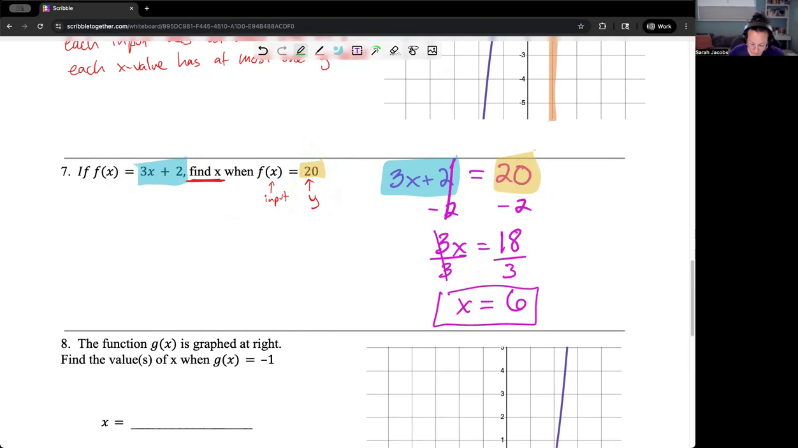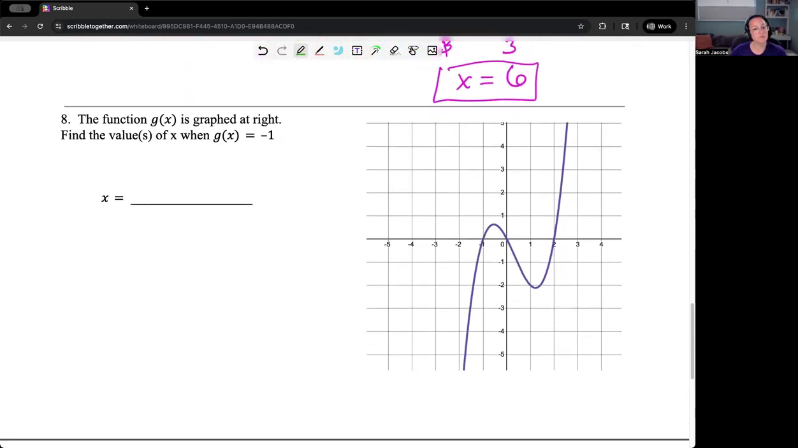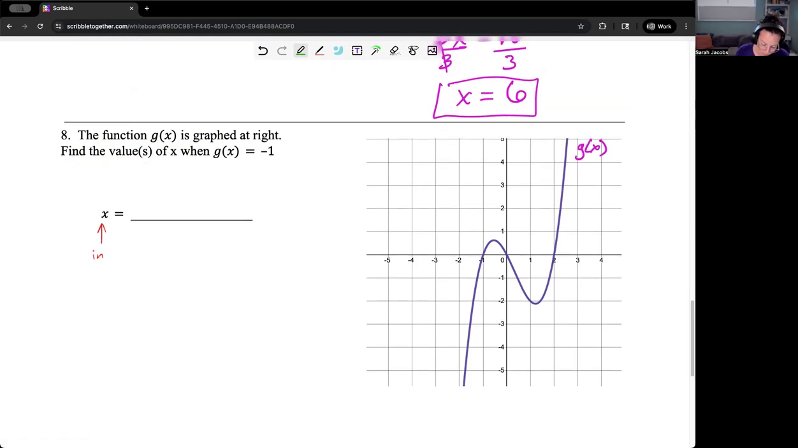All right. Last but not least, we have our graph again. The function g of x is graphed at right. So now this is g of x. Find the value or values, notice the s, of x when g of x is equal to -1. Okay, so again, we're finding our x, our input, which means -1 is our output or our y value. So this is similar to what we did before, but now we're being given our y value.